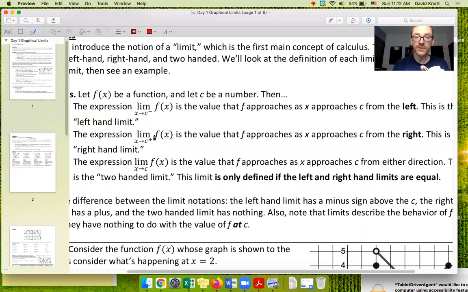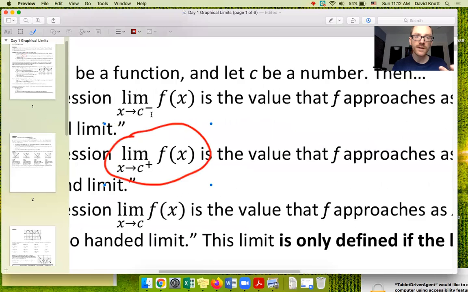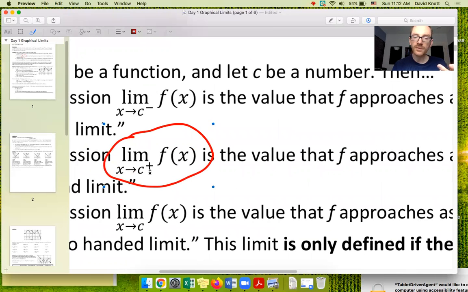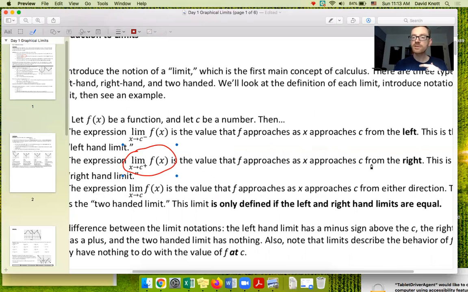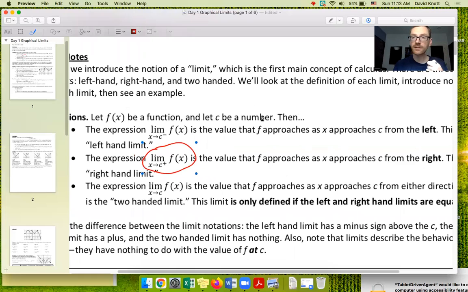The second limit definition that I'm going to make is this one right here. You'll notice that this expression, this collection of symbols, is exactly the same as the one above, except that instead of a little minus above the c, there's a little plus above the c. That's what distinguishes the left-hand limit from the right-hand limit. That's how you tell the difference. So this is the right-hand limit, and it's nothing more than the value that f approaches as x approaches c from the right. Okay, that's the right-hand limit. And again, you'll see what that means in a moment.